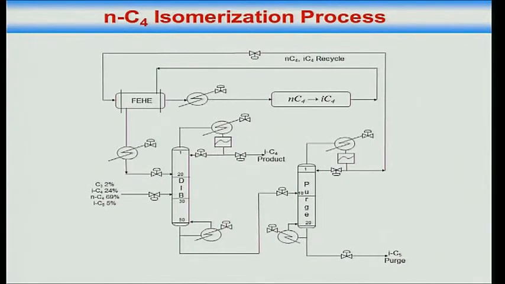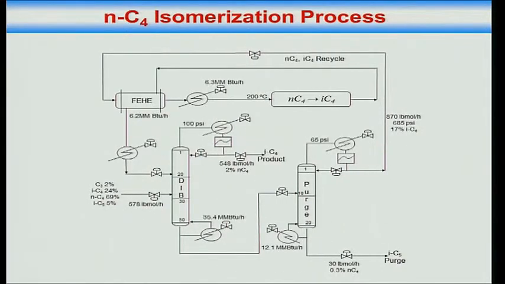Now we are going to develop a control structure. There is a base case that has been taken from one of Luyben's case studies. Let's see, 17% IC4.